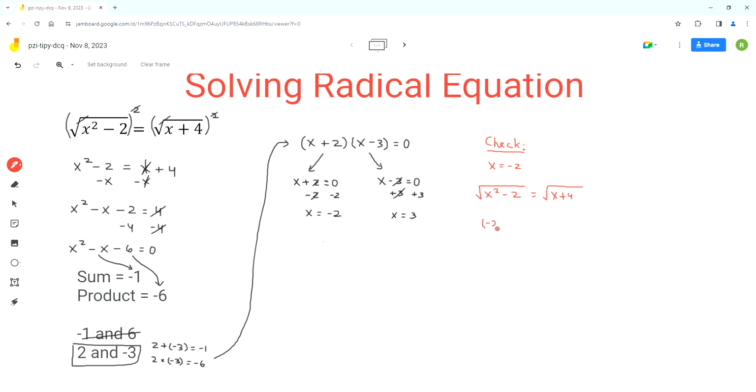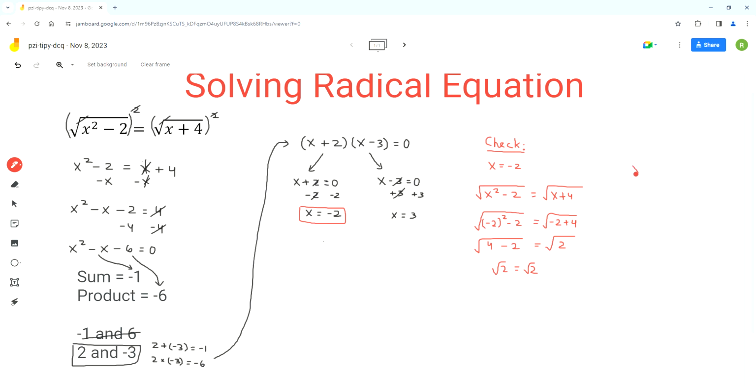So we get (-2) squared minus 2 equals square root of -2 plus 4. So now we can simplify it. So the square of -2 is positive 4 minus 2 is equal to square root of, so -2 plus 4 is equal to 2. So we get square root of 2 equals square root of 2. So that means -2 is a valid answer. So this is a valid root.